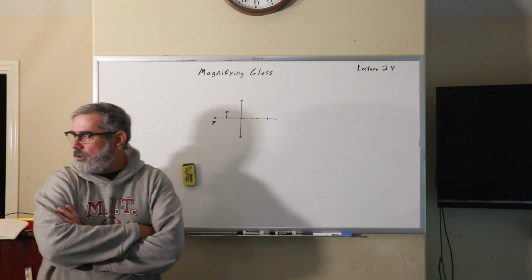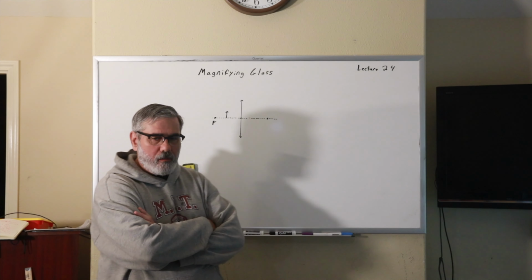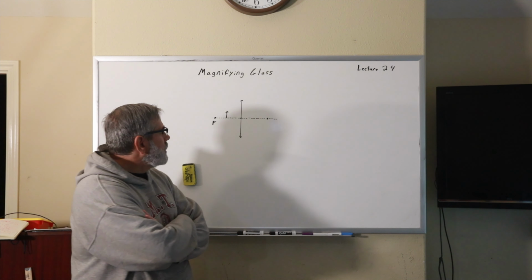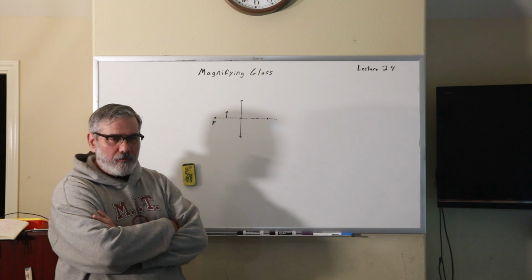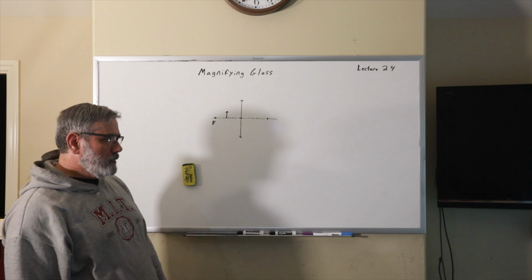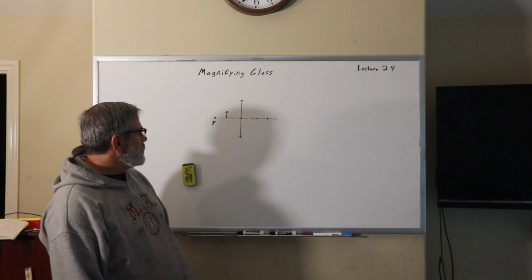In lecture 24, we're going to talk about the magnifying glass. This will be important for some later discussions that we have on microscopes and telescopes. So we need to really understand how a magnifying glass works. And again, I've drawn a converging lens. This would be a biconvex lens. We have two convex surfaces on both sides.